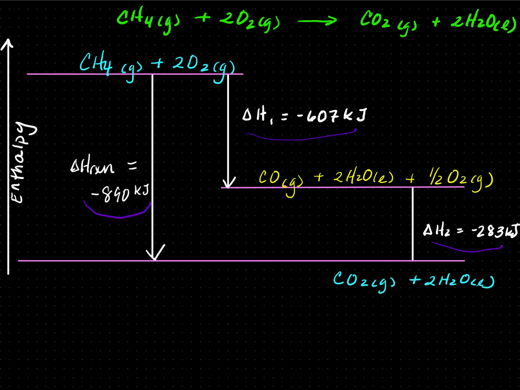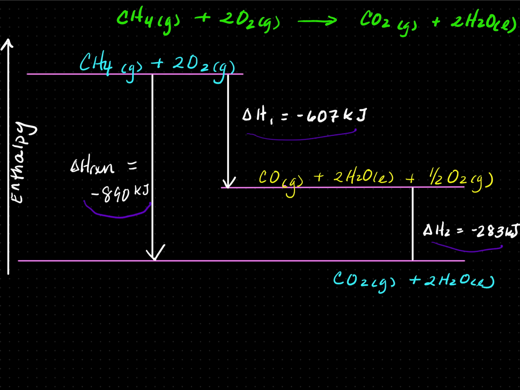So for example, here we have the combustion of methane. When methane is combusted in one step, it has a delta H reaction of negative 890 kilojoules. However, the combustion of methane can also occur in two steps. The CH4 plus O2 can go to CO, carbon monoxide, plus water, plus half an oxygen. And then it could do step 2 when it converts that intermediate to CO2 and H2O.